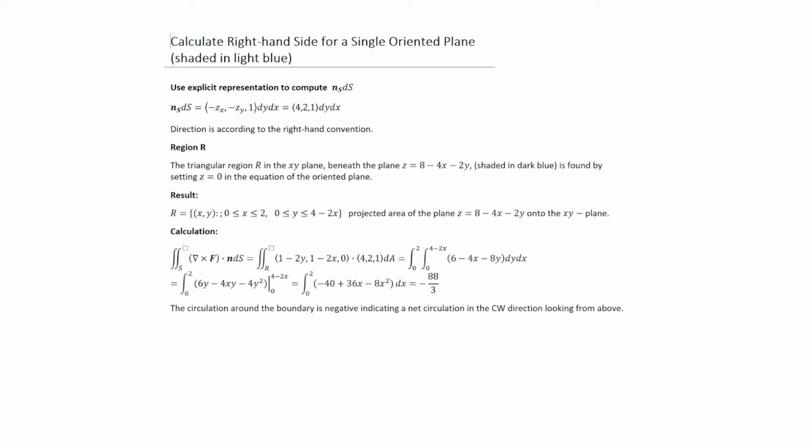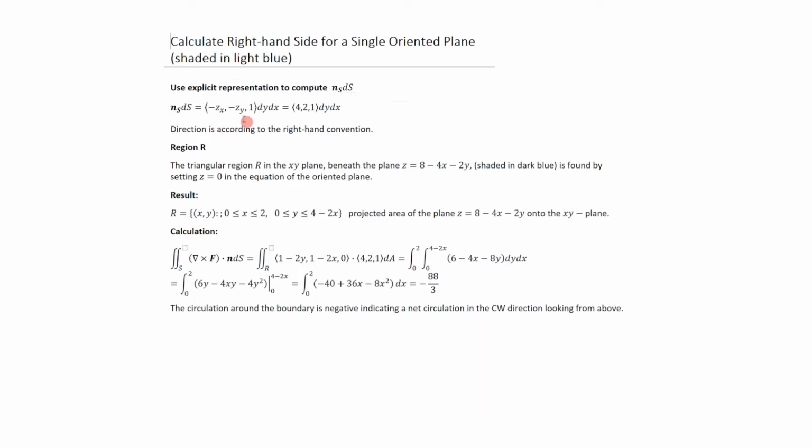All right, so for the area shaded in light blue, which is the planar area, let's do the calculation of the right-hand side. Because the plane equation is given as a function of x and y, that is, z is a function of x and y, and we need to determine what the differential surface area is, it's easiest to use an explicit representation. In this case, the area vector has to be pointing in the z direction, and so this is the appropriate form to take.